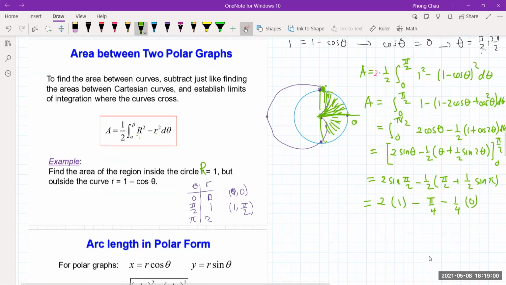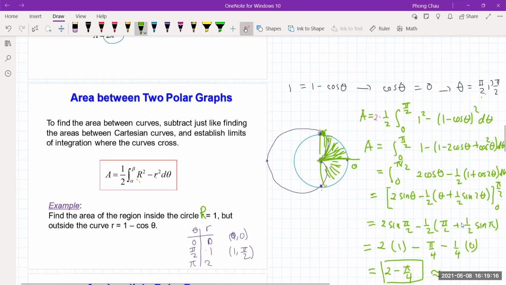So after all, the answer is 2 minus pi over 4. That will be the exact form. You can approximate that to get the decimal approximation. That finishes the first part of 10.5.